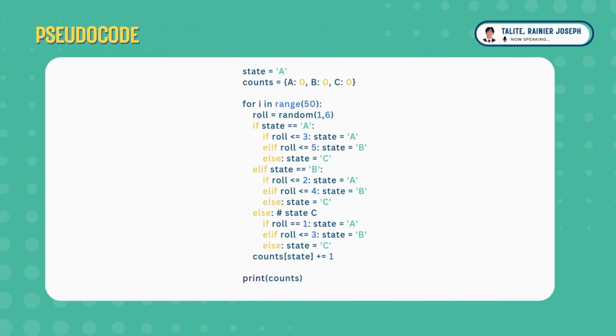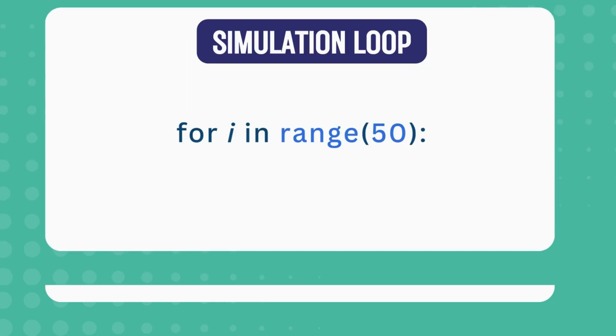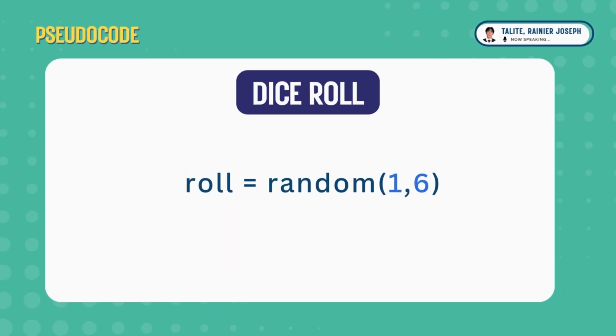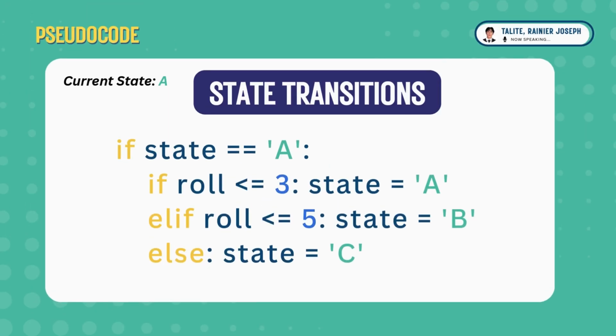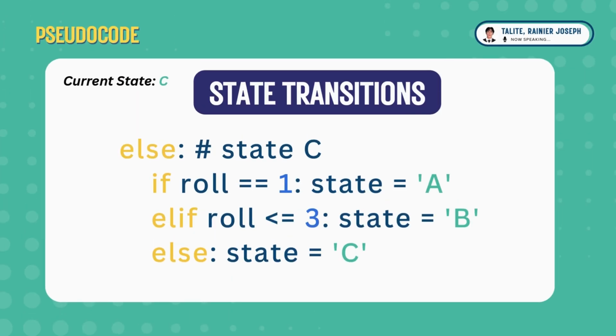The code begins by setting the initial state to A and preparing counters for each of the 3 states, all starting at 0. A loop runs 50 times. In each cycle, a random number between 1 and 6 is generated to simulate a die roll. If the current state is A, the code checks the roll and applies the same rules from the flowchart to determine the next state. Similar blocks of conditional logic handle transitions when the current state is B or C.